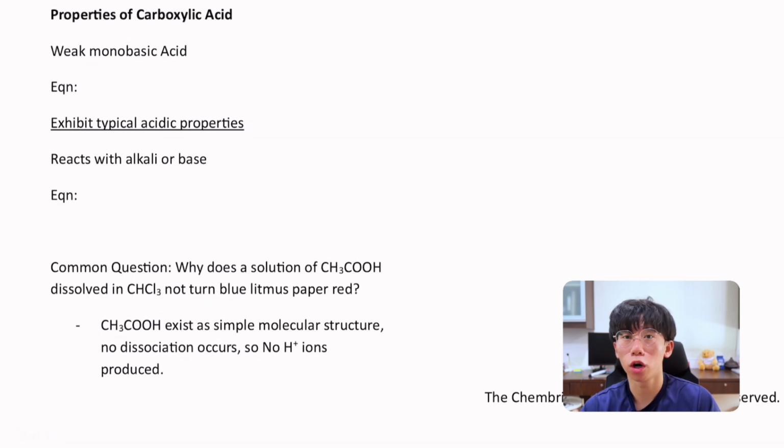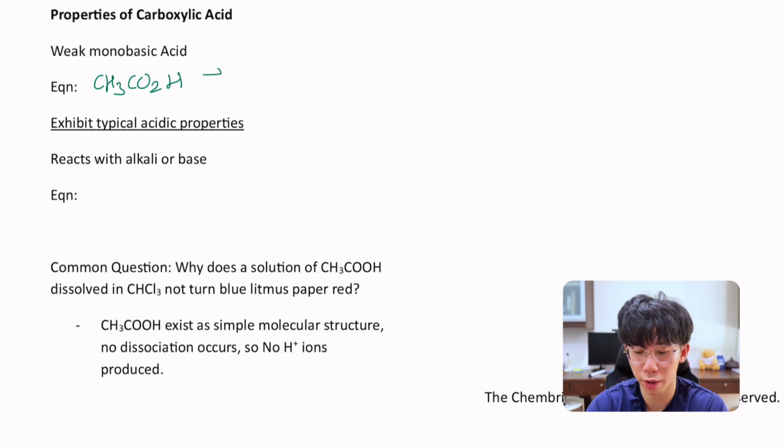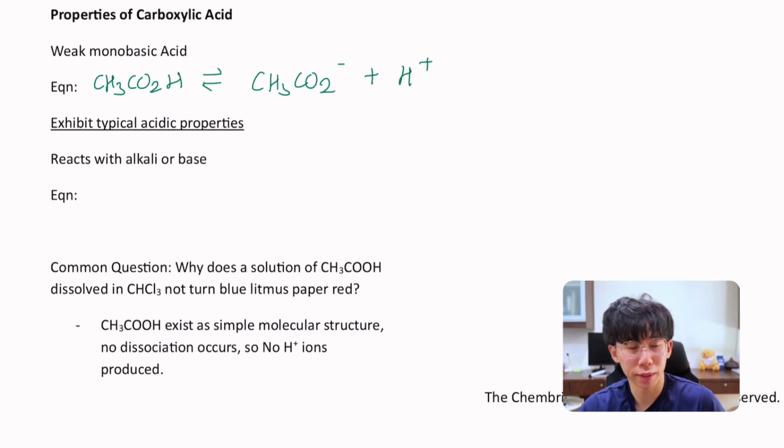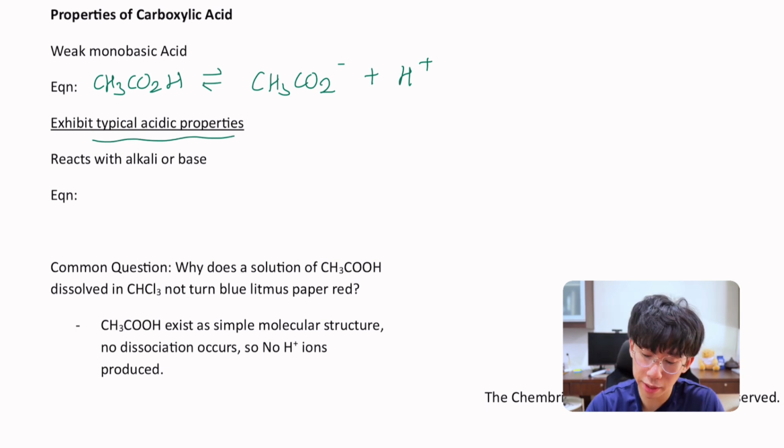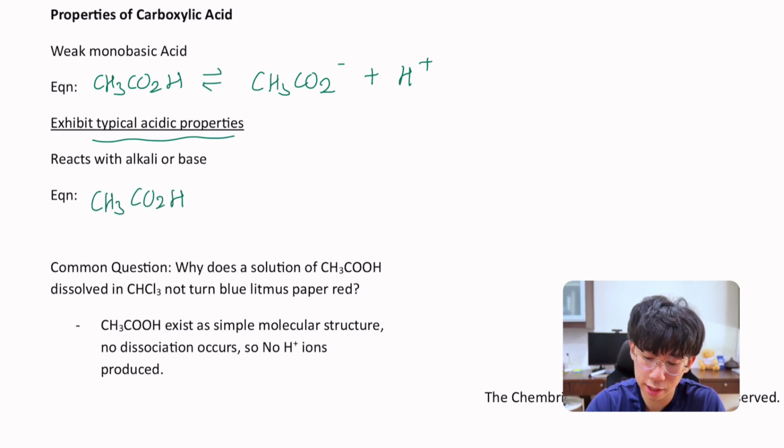What are some properties of your carboxylic acids? Well, for starters, it is a weak monobasic acid. An equation would be, for example, using ethanoic acid. Since it is weak, you use a reversible arrow to show the partial dissociation in water of this compound. And it is monobasic, which means that each molecule of this acid will typically yield 1 H+ ion. It can also exhibit typical acidic properties. Because it's an acid, you can expect it to react with alkalis or bases. For example, your ethanoic acid can definitely react with NaOH to form CH3CO2-Na+.